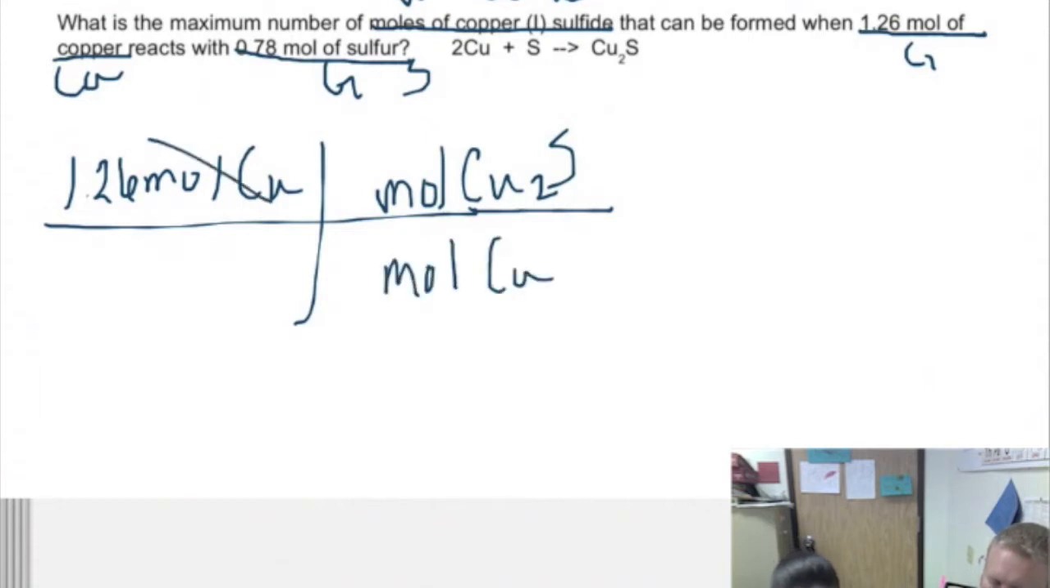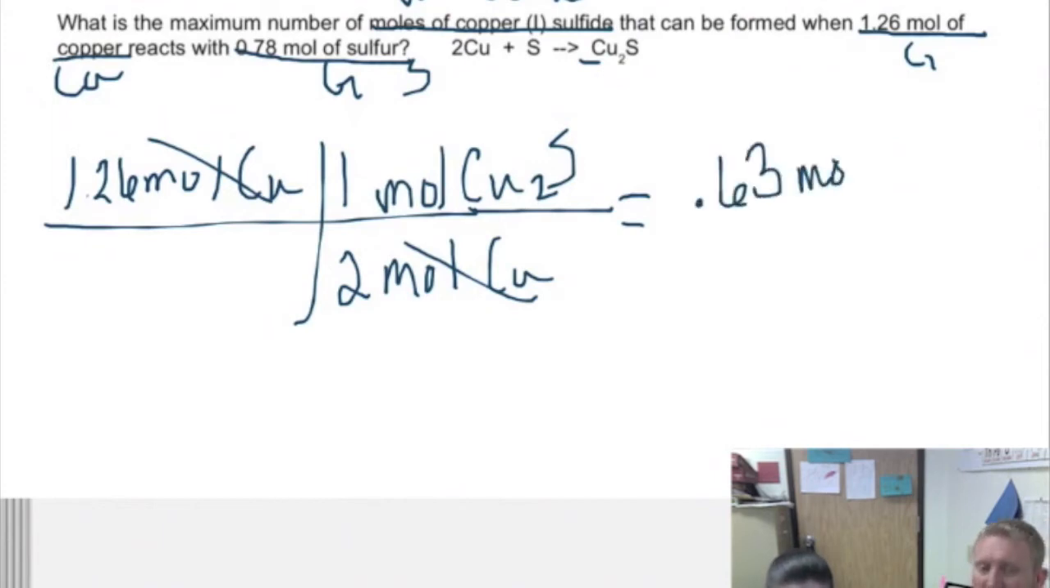Because we've got to cross out, right? Then we take the coefficients. There's a 2 in front of the copper and nothing in front of the Cu2S, so we say it's 1. So 1.26 divided by 2 is 0.63 moles. We've got to put the units, of Cu2S. It's important to put what you're dealing with.